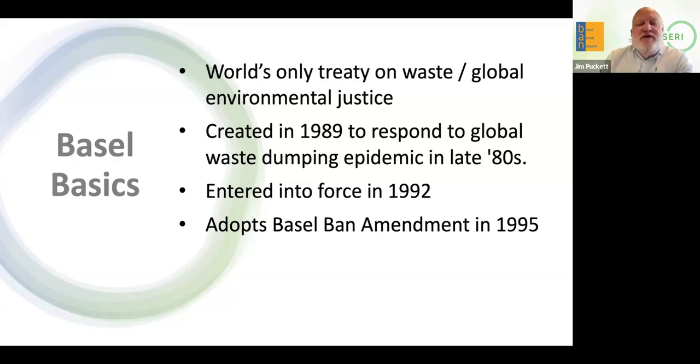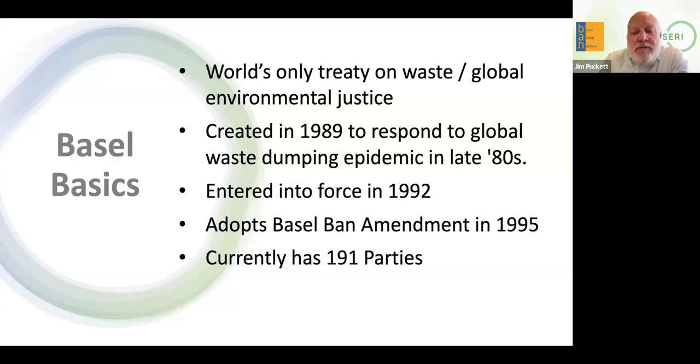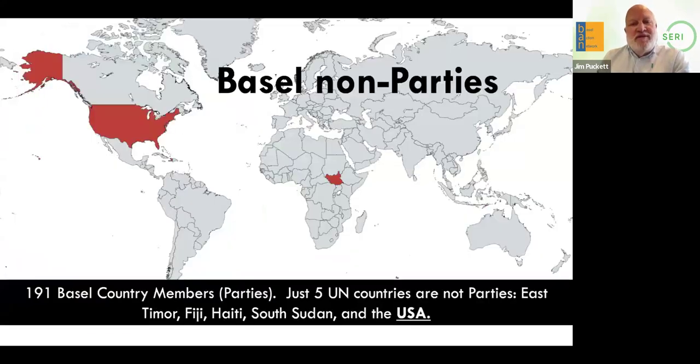It's what a lot of the developing countries wanted at the outset, which was a ban on the export of all types of hazardous waste from developed to developing countries. So that was adopted in 1995, and that came into force in 2019. Currently, there are 191 parties or members of the treaty. The US, unfortunately, is one of but 5 non-parties. So of all the UN countries, there's only 5 left, US included, that are not part of the game.